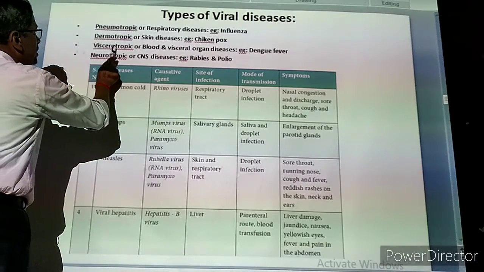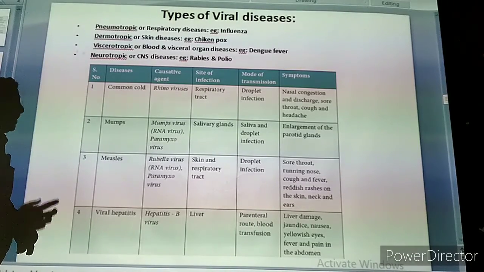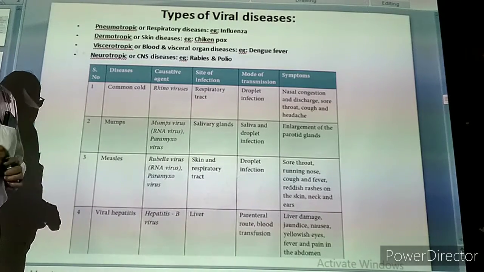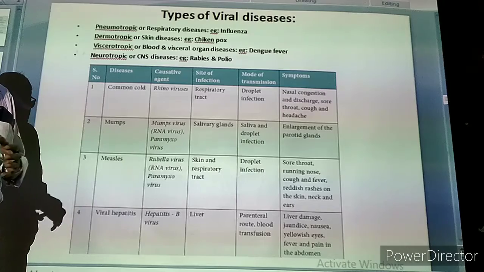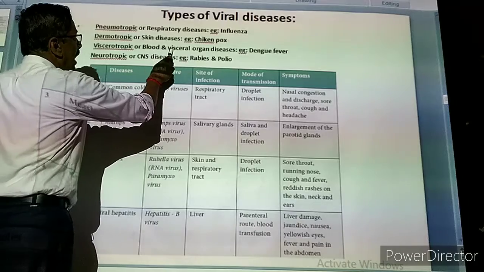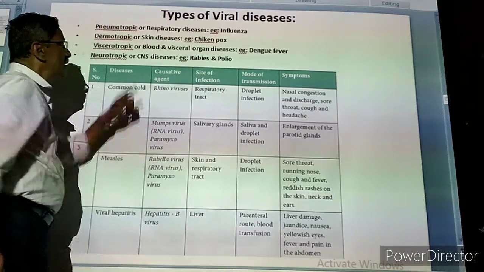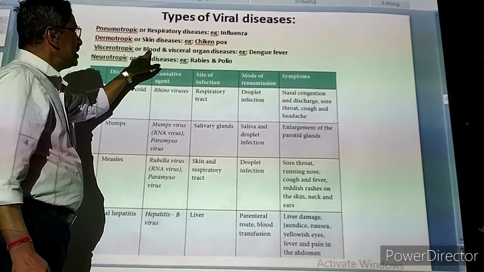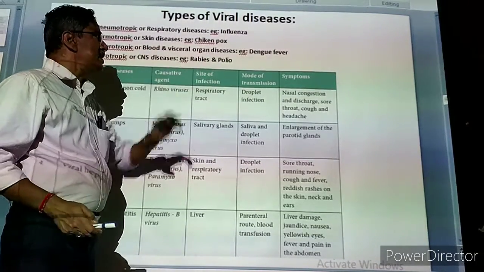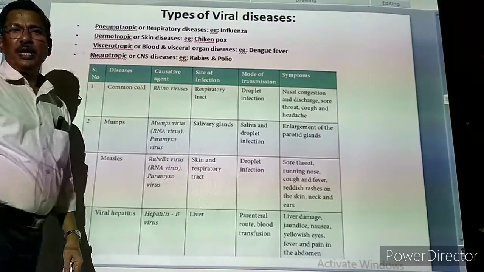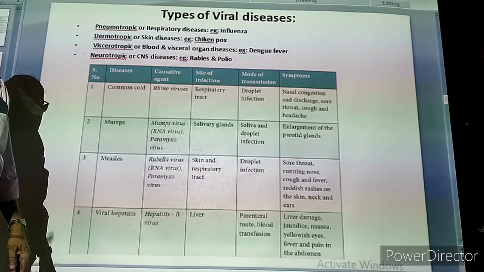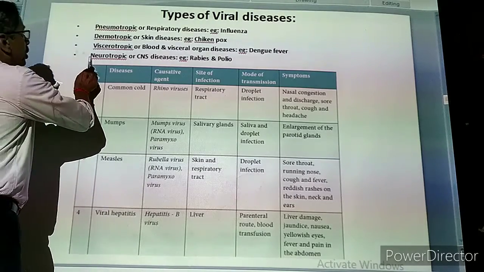Next one is viscerotropic. Visceral means important organs. These viruses attack important organs like the brain, spinal cord, blood vessels, heart, etc. Viscerotropic or blood and visceral organ diseases. Blood means it is attacking blood cells, RBC, WBC, platelets, everything. Visceral organ, important organ diseases. Example, dengue fever. A person who is affected by dengue fever, blood will be affected first. After that, any important organ will be affected.